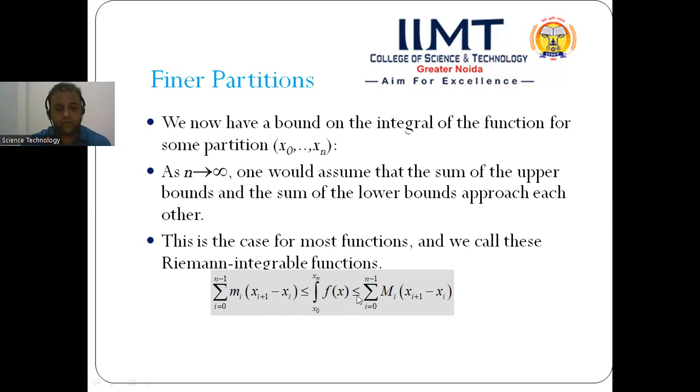So here we can see that the area of the function from x0 to xn is greater than the lower sum area and lesser than the upper sum. Okay. So this is the Riemann integration method to find an area, or to find a definite integration, for a function.